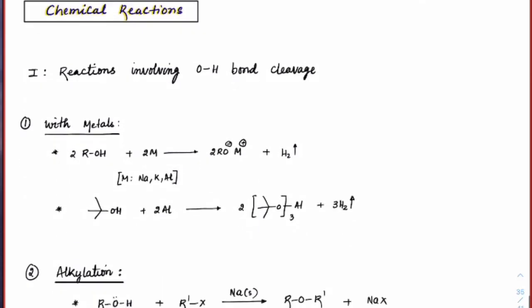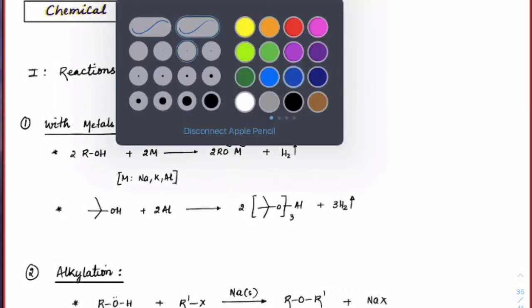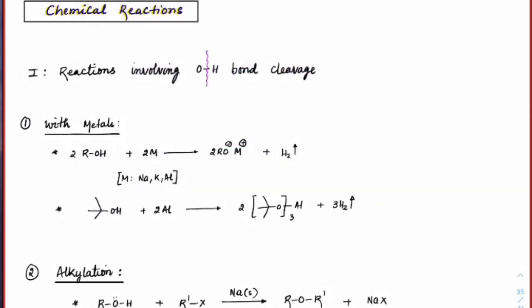Now let us get to the chemical reactions. In chemical reactions, we will study two aspects in alcohols. One, breaking the OH bond, so basically we will be interested in breaking the oxygen and hydrogen bond. This is the first set of reactions we will see. The second set of reactions is breaking the carbon and oxygen bond. So first let us see all the reactions which involve oxygen hydrogen bond breakage. Give the heading as chemical reactions. I write down the first one: reactions involving OH bond cleavage.